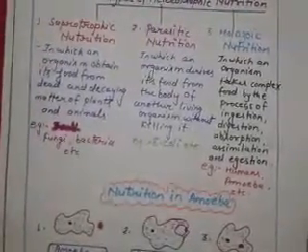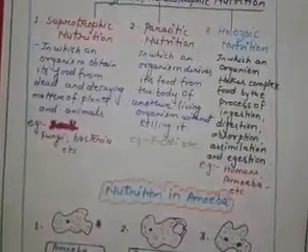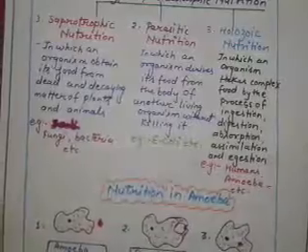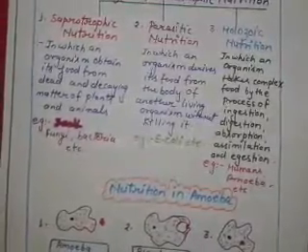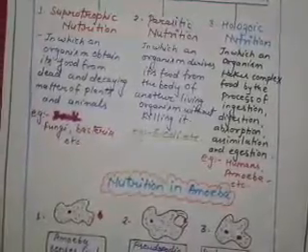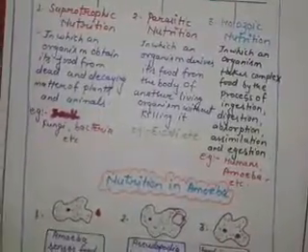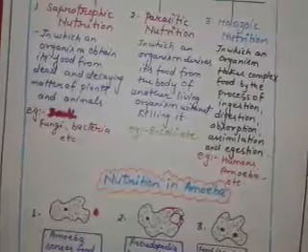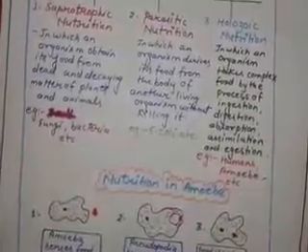And third is holozoic nutrition, in which an organism takes complex food by the process of ingestion, digestion, absorption, assimilation and egestion. For example, humans, amoeba, etc.